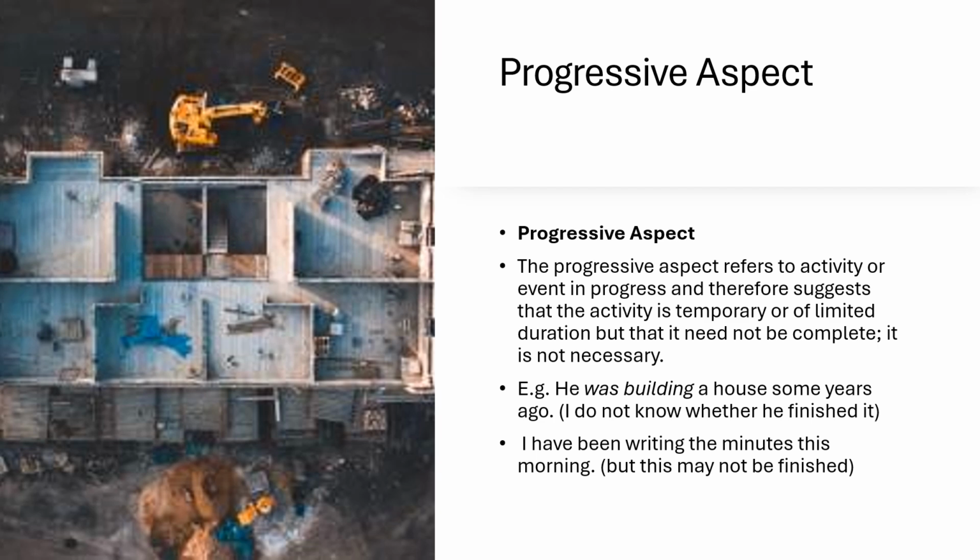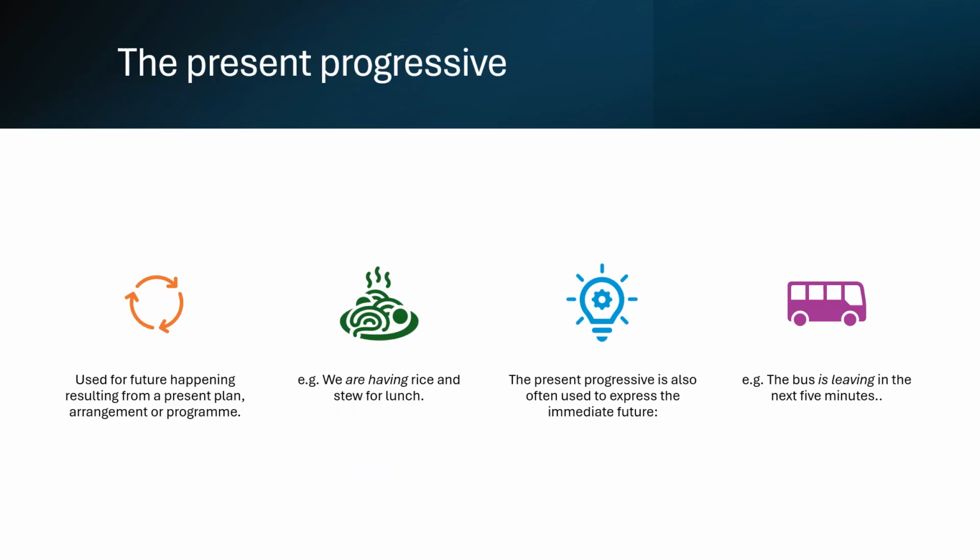Let's look at progressive aspect now. This aspect refers to an activity or event in progress and therefore suggests that the activity is temporary, of limited duration, but that it need not be complete. It is not necessary that it is complete. He was building a house some years ago. We don't know whether the house was finished or not, but there was that process sometime in the past. Then, I have been writing the minutes this morning. It may be that I started writing the minutes this morning, but maybe I have not been able to complete it.